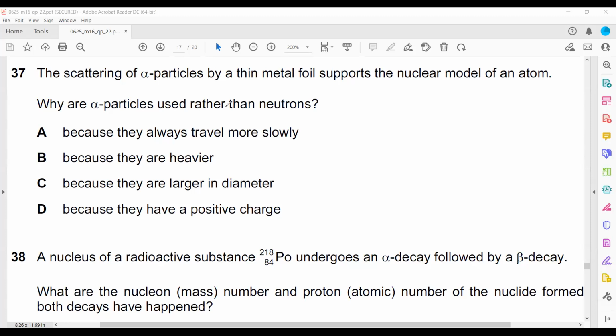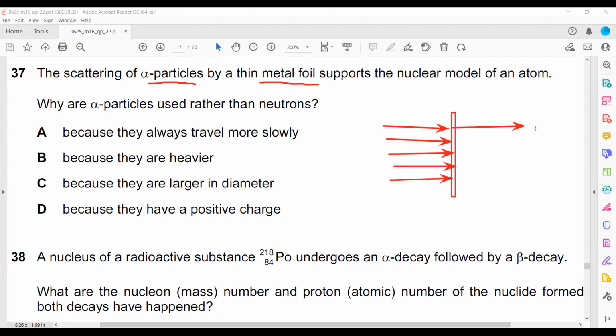So question 37 is related to the scattering of alpha particles by a thin metal foil. Like we have a metal foil, the gold foil experiment we just did, when we pass the alpha particles through the gold foil, what do we observe? We observe most of them are able to penetrate or pass through. Few of them are deflected and few of them bounce back or change direction. So the question is, why are alpha particles used rather than neutrons? Why were alpha particles used there?